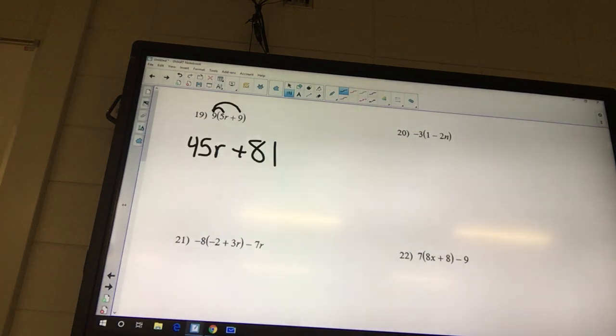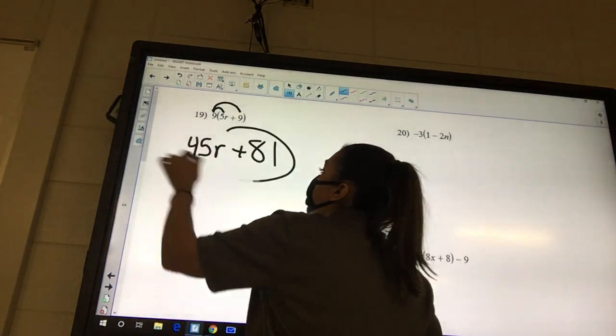Okay, on all these, you distribute and then what? Simplify, or combine like terms. If there's nothing to combine, then there's nothing to do. That's no big deal. Now in this case, there is nothing to combine.